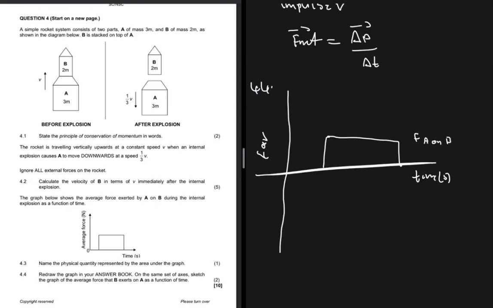The question says find F B on A. Newton's third law says that if body A exerts a force on body B, B will exert a force on body A of equal magnitude, but in the opposite direction. So because this graph is on top of the x-axis, we're just supposed to draw the same thing, but below the x-axis, so that the force has a negative sign, right? Equal magnitude, but opposite direction. So these two are supposed to be equal, this part and this part. And that's it for this question.